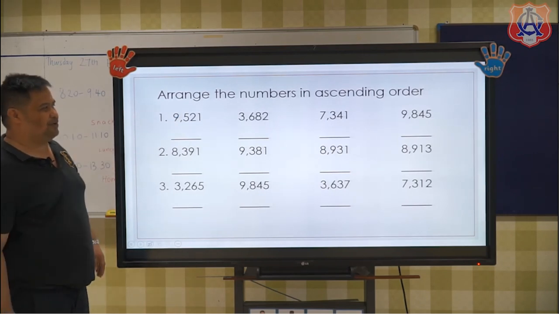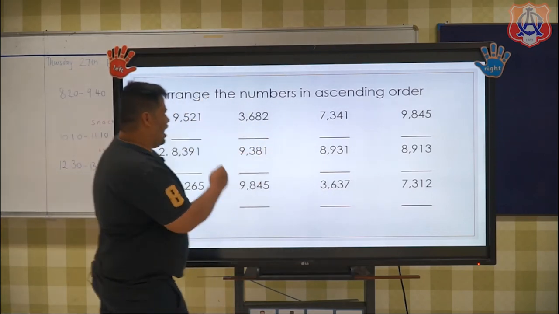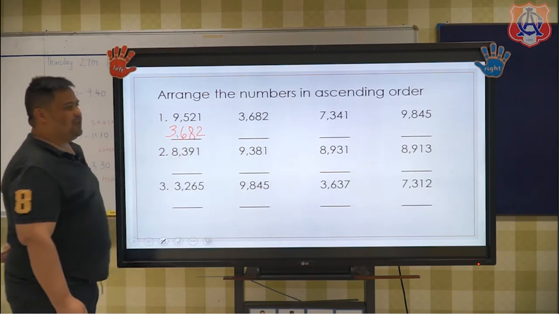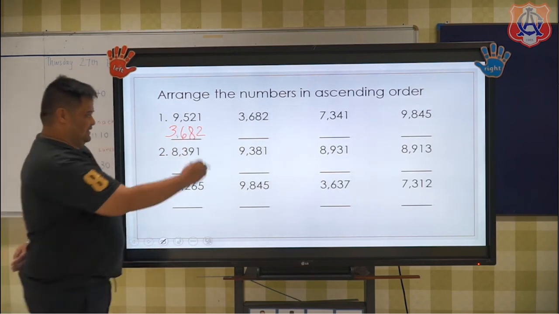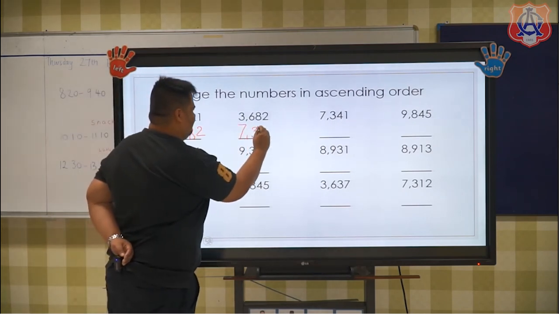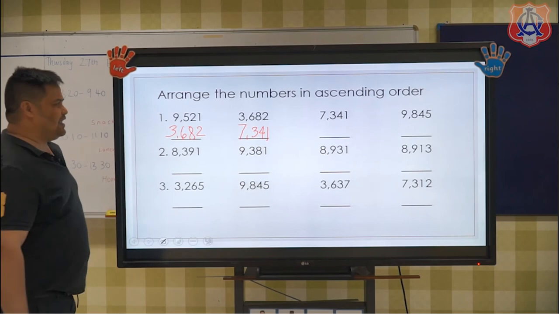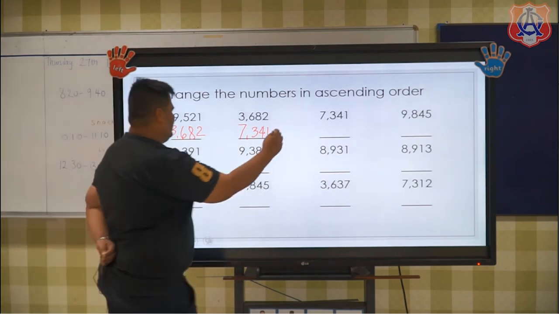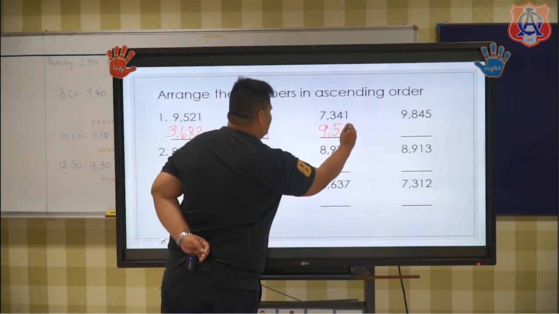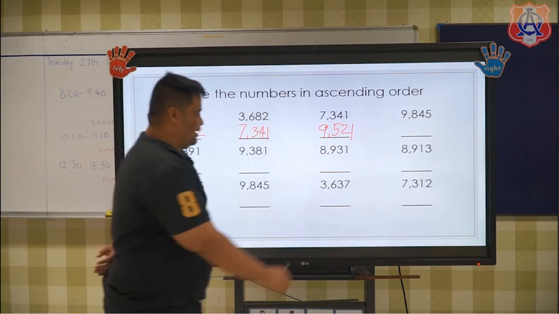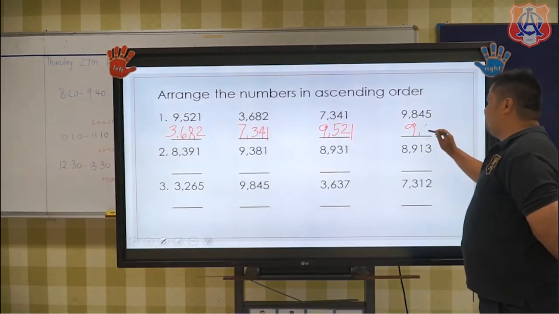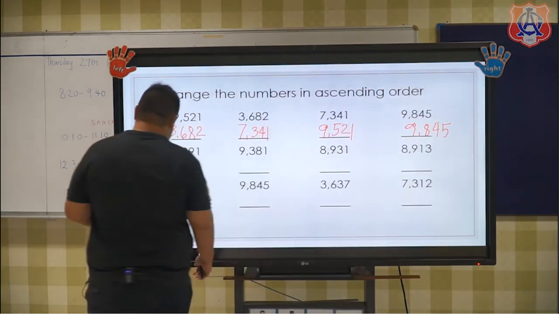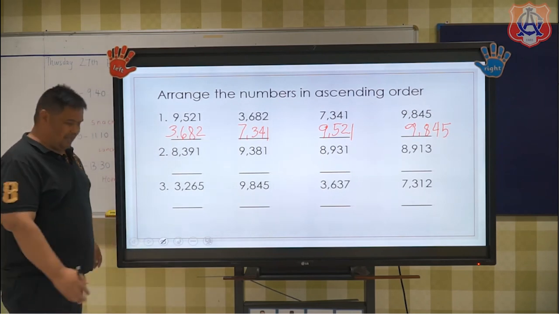Arrange the numbers in ascending order. We're looking at the thousands. So I would start with 3,682. What do you think would follow next? 7,341. What comes next? Both are in 9,000. And we have to consider the hundreds. 9,521. And the last one is 9,845. Can you do the second two or the second examples? And the third? If you are ready, then show it to your mom.